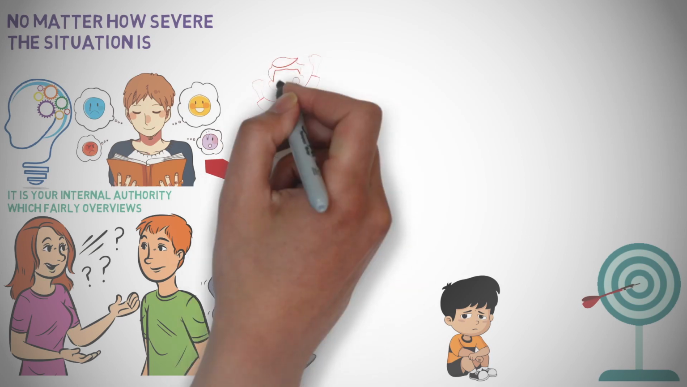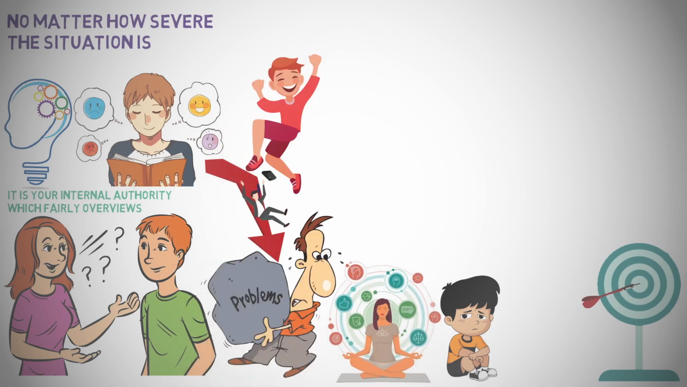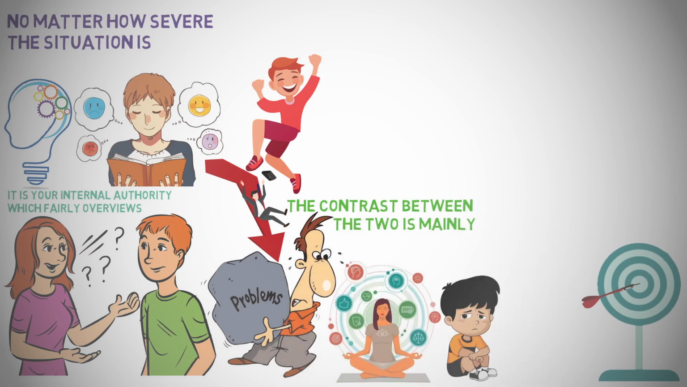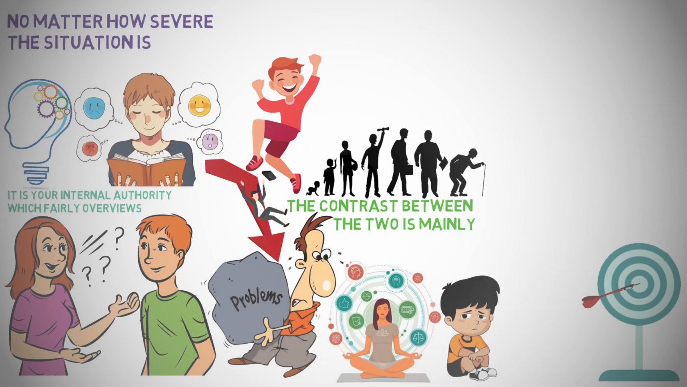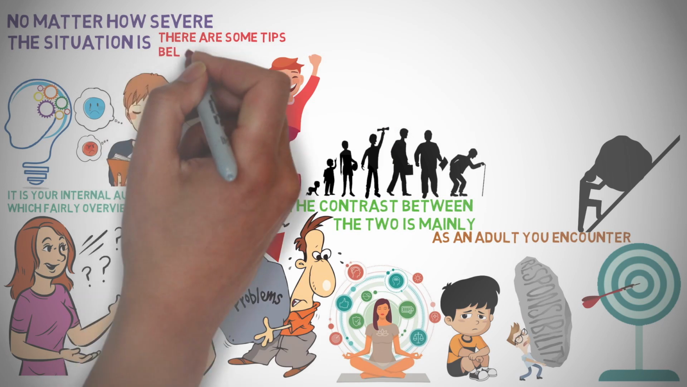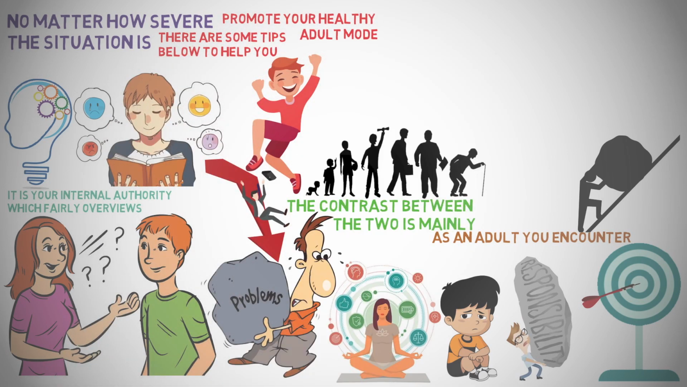Like happy child mode, you feel relaxed in this mode. The contrast between the two is mainly that of the sort of experiences depending on the age group, because as an adult you encounter more challenges and responsibilities. There are some tips below to help you promote your healthy adult mode.